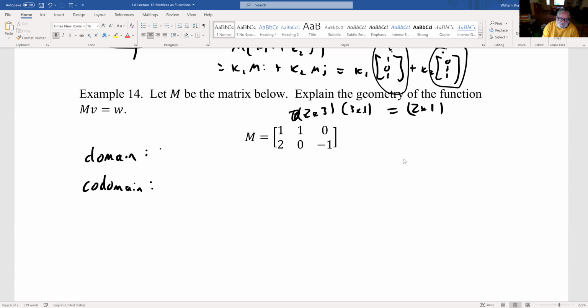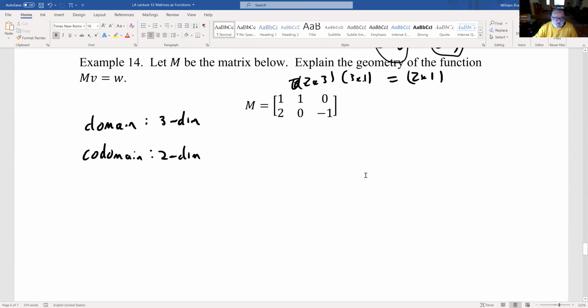So the domain is 3-dimensional vectors, and the codomain is 2-dimensional vectors. And you can see there's going to be a problem, right? We have to lose at least 1 dimension. If we're starting in 3 dimensions and going down to 2 dimensions, we have to lose a dimension. And you can see by the shape of this that if we solve this, you'd end up with a parameter.